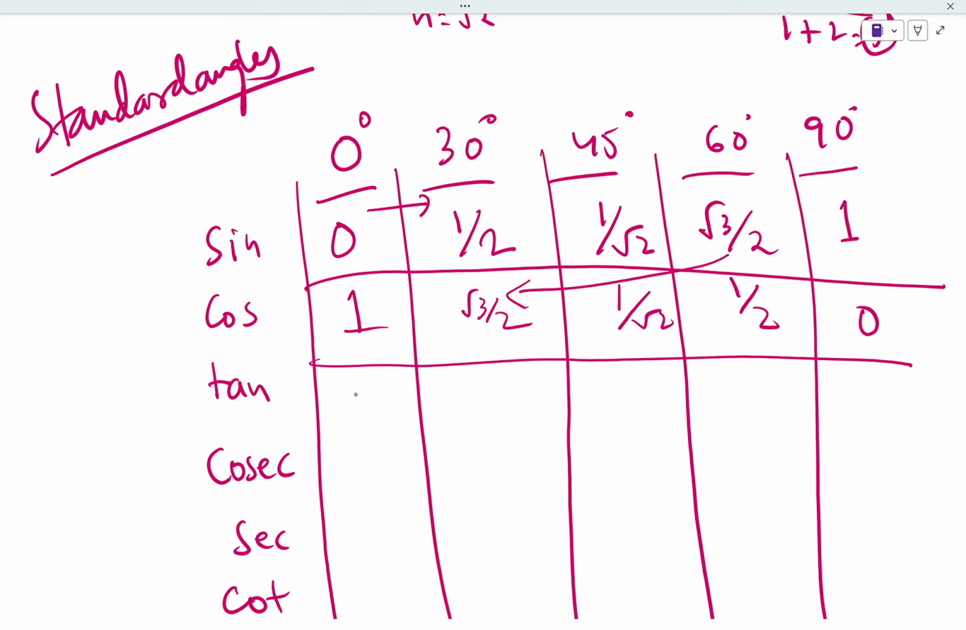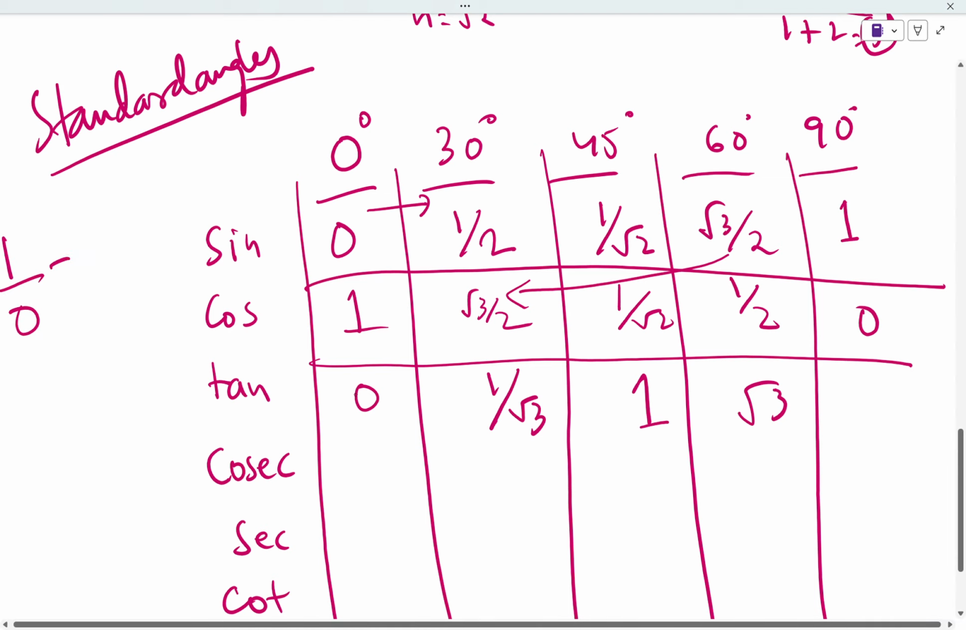Now what I said, that sine by cos is tan. So tan of 0 will be sine 0 by cos 0. So it is 0 by 1, which is 0. 1 by 2 by root 3 by 2 becomes 1 by root 3. 1 by root 2 by 1 by root 2 cancels, it will become 1. Root 3 by 2 by half is root 3. And 1 by 0, remember 1 by 0 is infinity. So this is undefined, infinity.